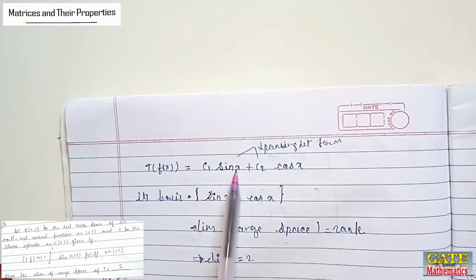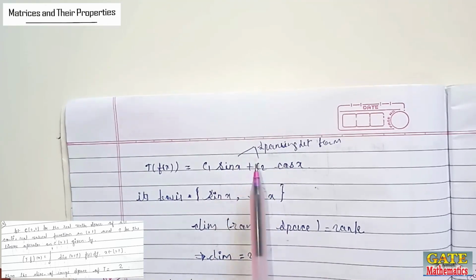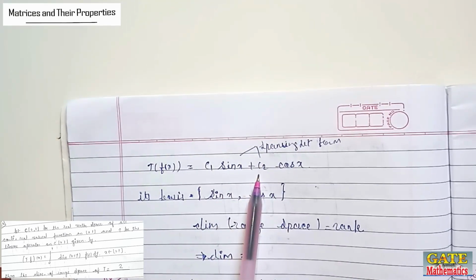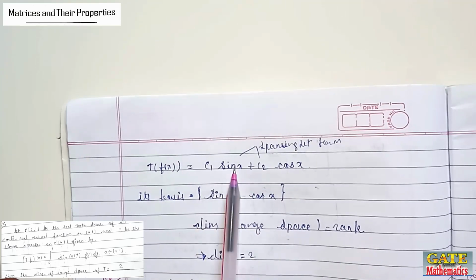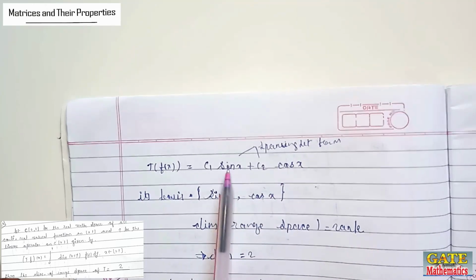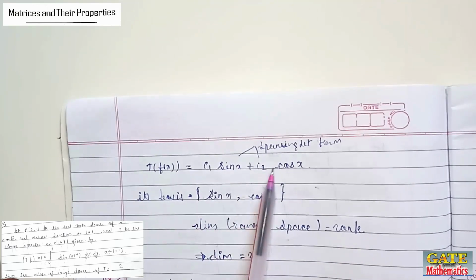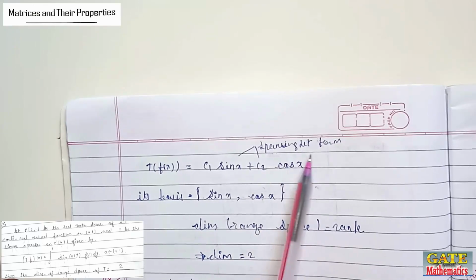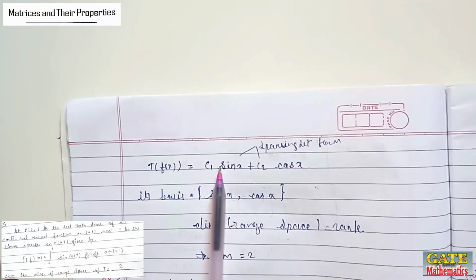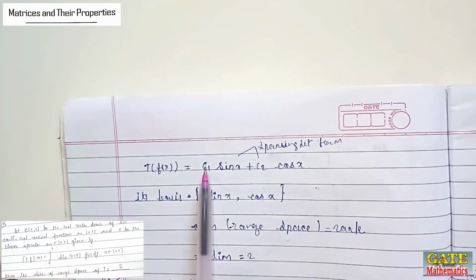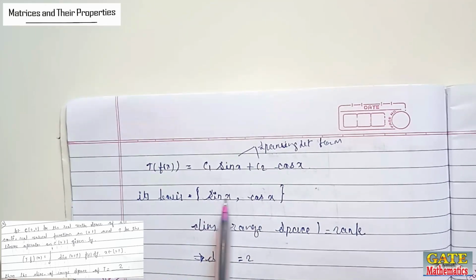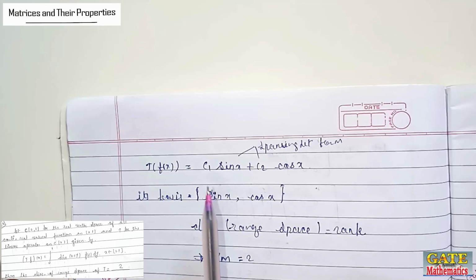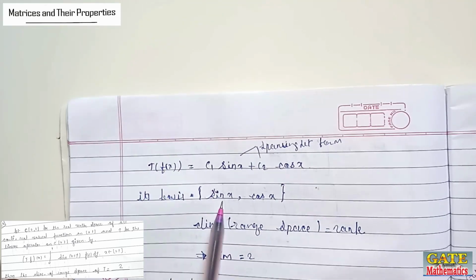So I wrote c1 sin x plus c2 cos x. This is the spanning set. Spanning set means a linear combination of linearly independent vectors. So c1 sin x plus c2 cos x is the linear combination of c1 and c2 with sin x and cos x, which is a spanning set. If it is a spanning set, that means there exists a basis with respect to c1 and c2, which is sin x and cos x. So I have two bases, sin x and cos x, with respect to this polynomial.